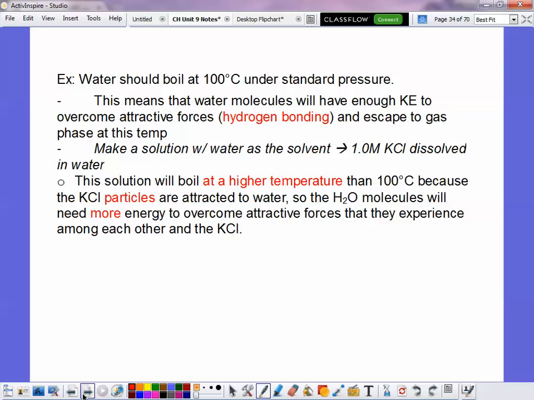The water is going to boil at a higher temperature than 100 degrees Celsius because those salt particles are attracted to the water, and so they're going to need more energy to convert to the gas phase. Okay.